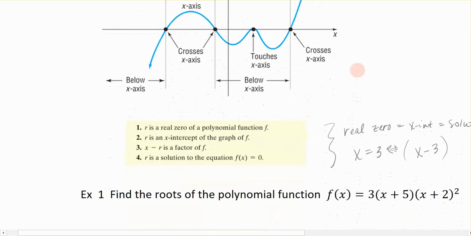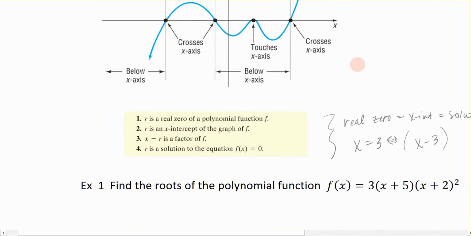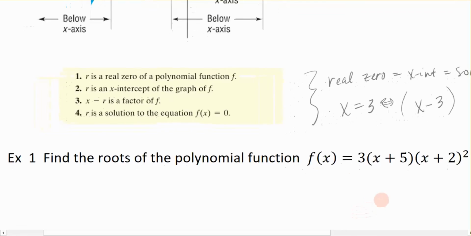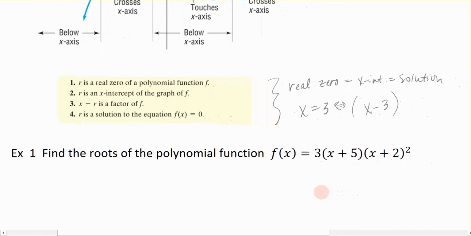So the first one we're going to talk about are the zeros of a function. Now, understand when we are dealing with the zeros of a function, r is kind of a designation for the zero. So r is a real zero of a polynomial function. r is the x-intercept of our graph. x minus r is the factored form of that function, and r is a solution to the equation.